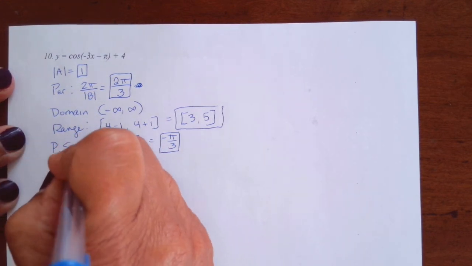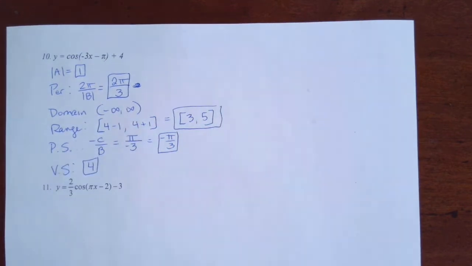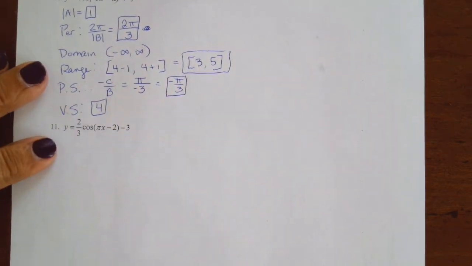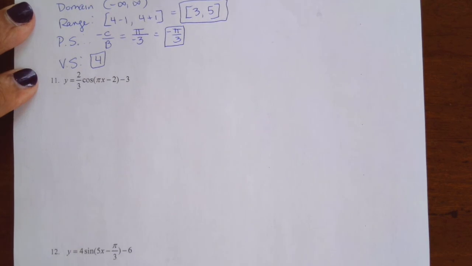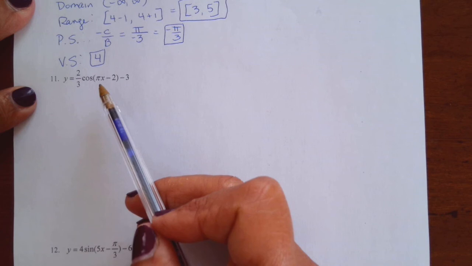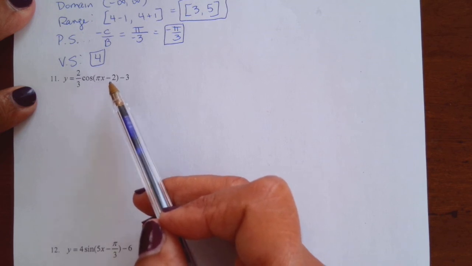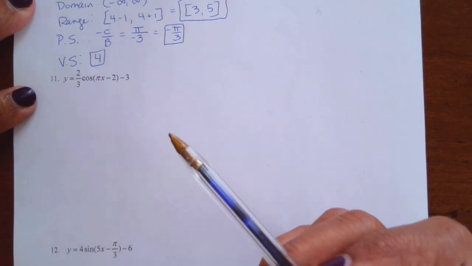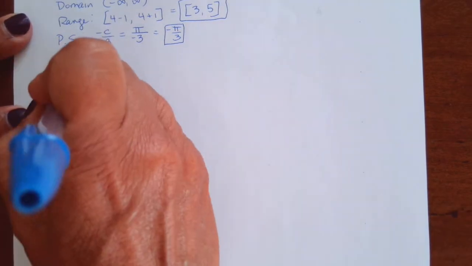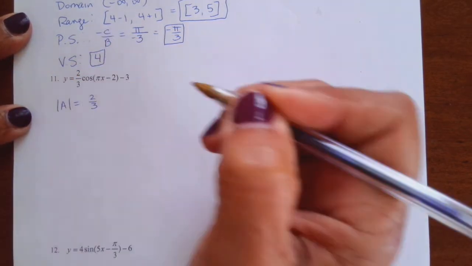Then your vertical shift, that's the d value, so that's just 4. All right. Number 11. A is 2/3. B this time is pi. That's different, but that's b. C would be 2. D would be -3. Okay? All right, so the amplitude, absolute value, 2/3.